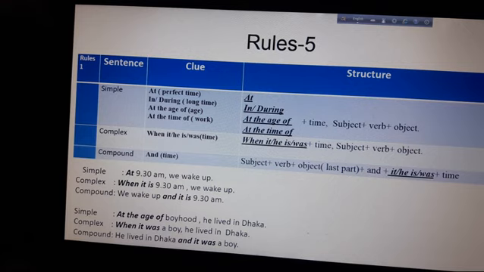Another rule: you can use in a compound sentence only time plus and, then you can use the last sentence with subject verb object.